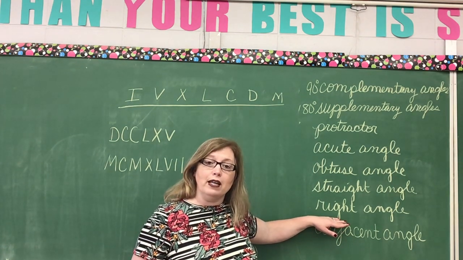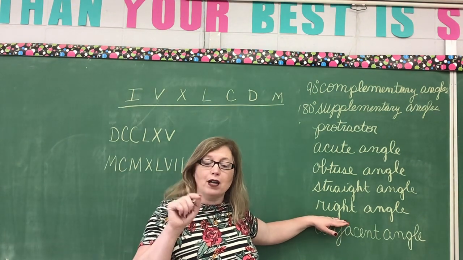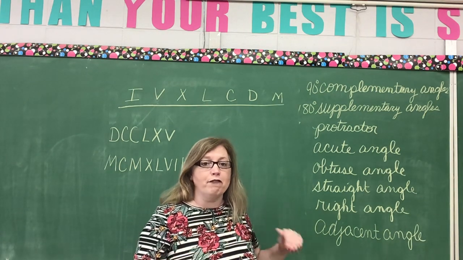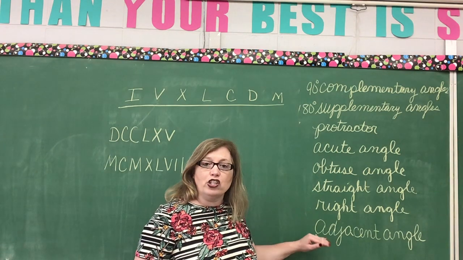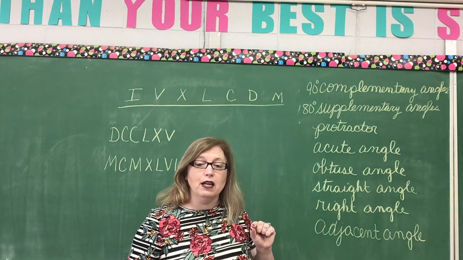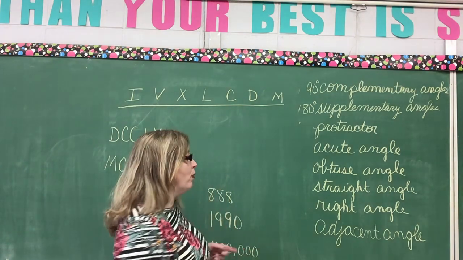We can always indicate a right angle by doing what? Drawing a little box in the corner. Because remember, a right angle forms a perfect corner. Very important in geometry. Adjacent angles. Adjacent angles have the same vertex and must share one side. What's the vertex? That's the point where it starts.